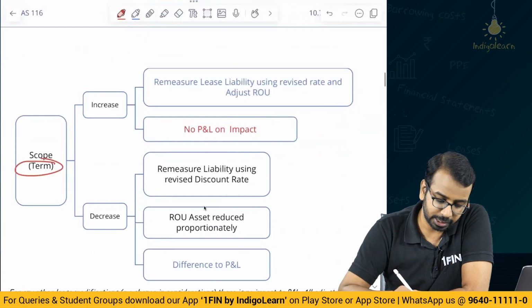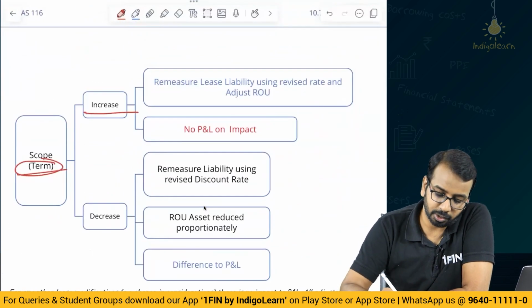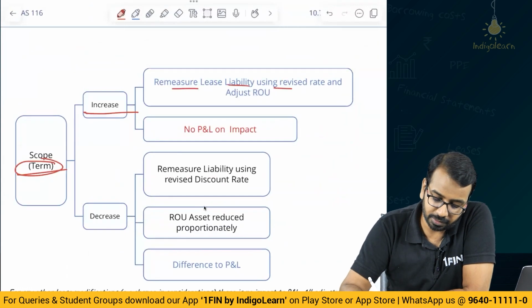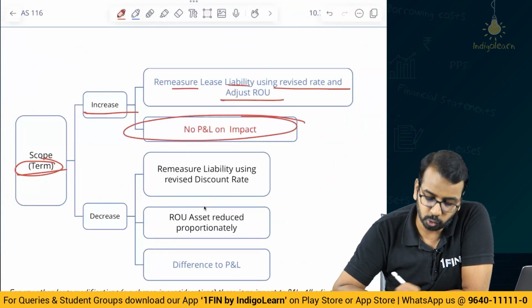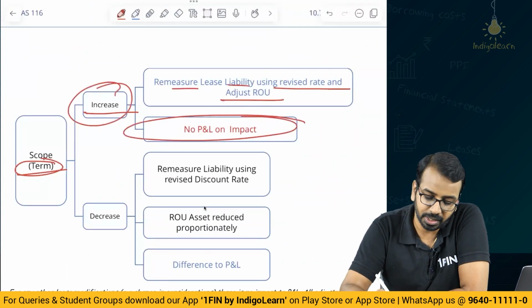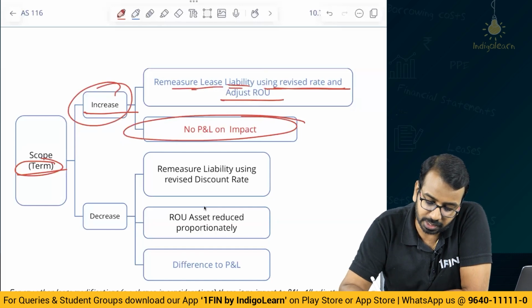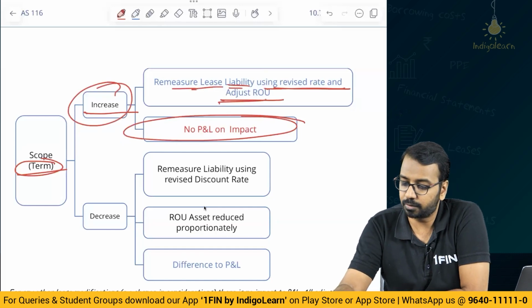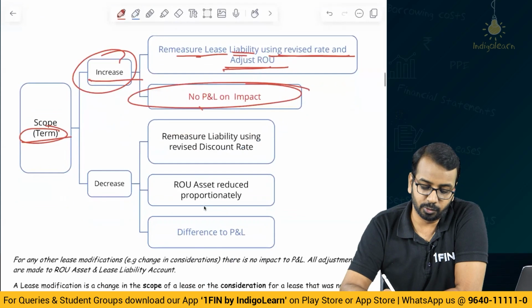Now, coming to the next part, which is term. If there is an increase in term, you will remeasure the lease liability using the revised rate and adjust the right of use asset, and there will be no P&L impact.